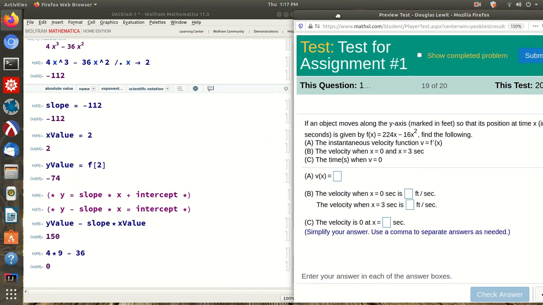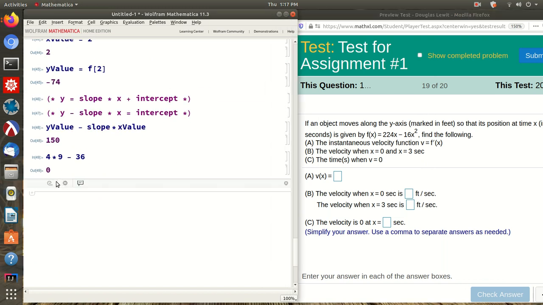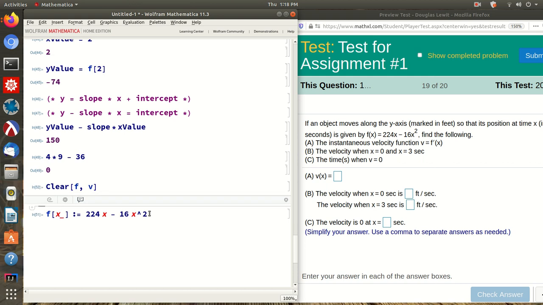So here, the first part's pretty easy. So the velocity function is given by 224 times x minus 16 times x squared. And what? Oh, that's the position function. Sorry about that. That's the position function. Okay. Actually, let me clear f and do that again. Clear f and v, and we'll do that again. Okay. So f of x.